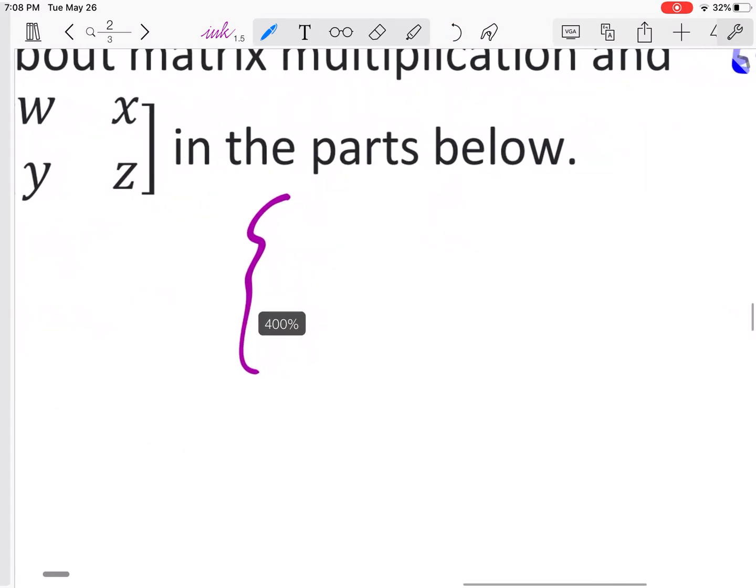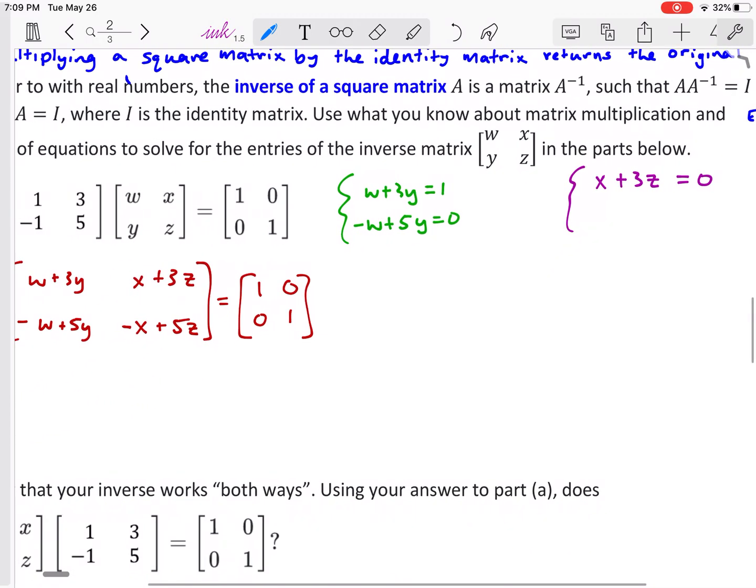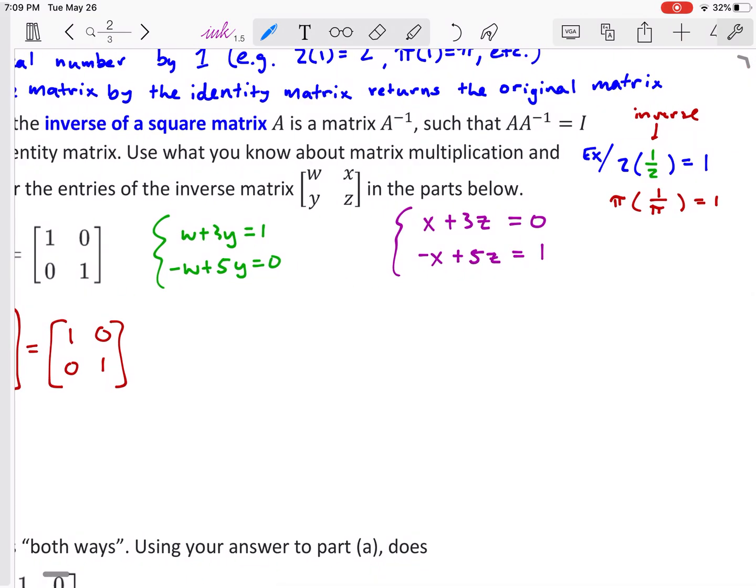A second system of equations: x plus 3z, which was in the same place as 0, and negative x plus 5z will equal 1. And now we'll rewind to Algebra 1 and we'll actually solve this system of equations.